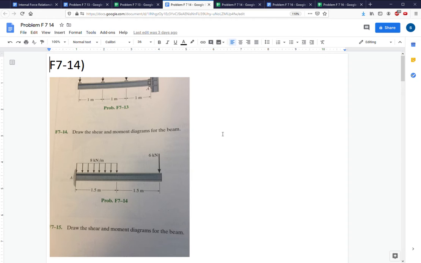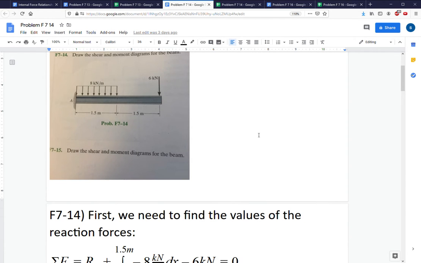F714. Draw the shear and moment diagrams for the beam. So first, we have two applied forces, but we also know we have a reaction at A. We have a reaction force and a reaction moment. So we can apply Newton's second law to find these.